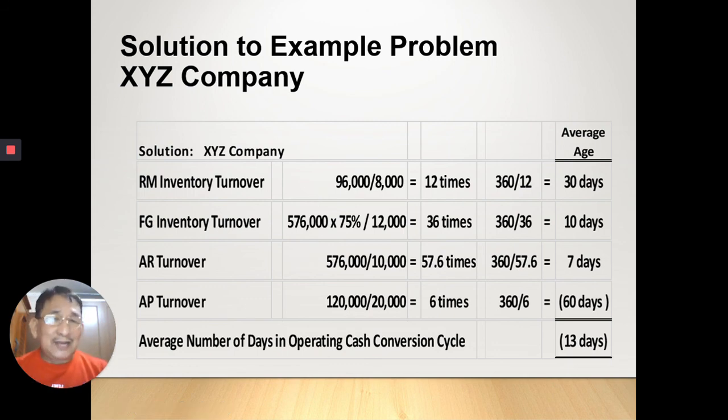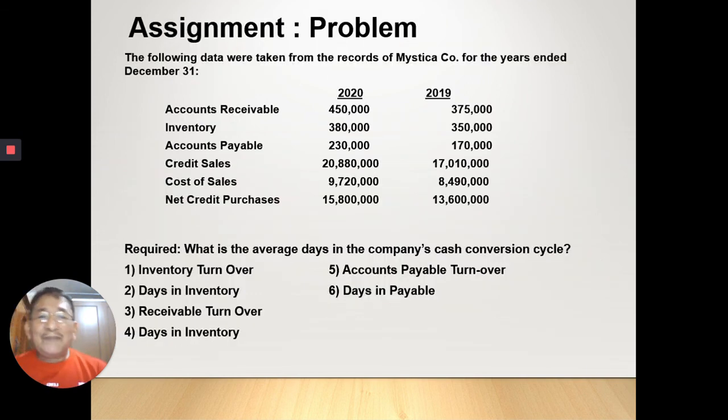Kaya itong assignment na to, ang inyong gagawin: gamitin ngayon yung mga formulas natin. Dadaan ka sa inventory turnover, days in inventory, receivable turnover, days in receivable, accounts payable turnover, then days in payable. Pag na-compute mo na yan, eventually, makukompute mo na ang cash conversion cycle. Kasi ang tanong, what is the average days in company's cash conversion cycle? Kaya ito una mong gagawin para makompute mo yan. Yan yung isasubmit ninyo sa akin.